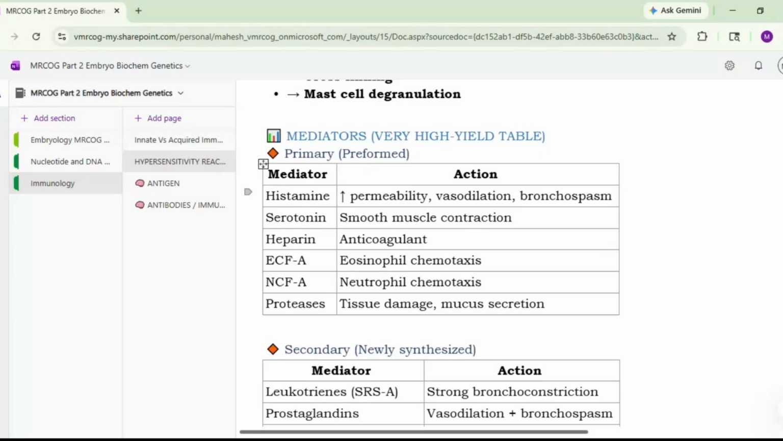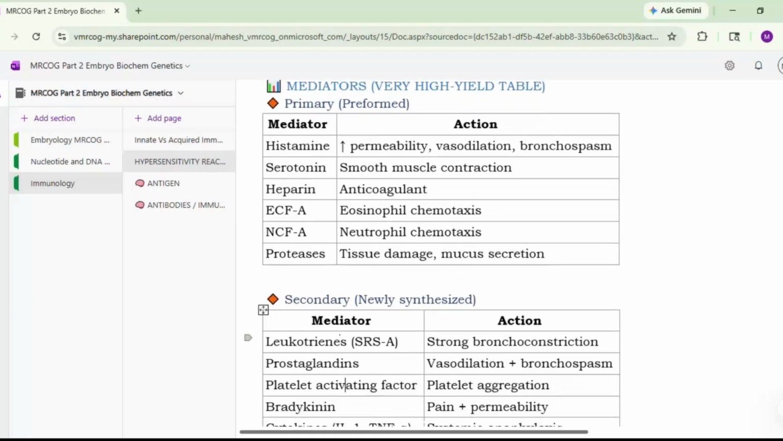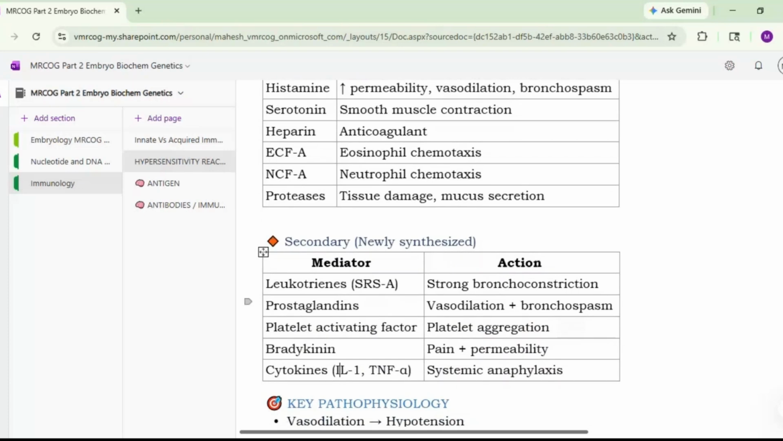These are the primary mediators. Histamine will increase permeability, cause vasodilation and bronchospasm. Serotonin will lead to smooth muscle contraction. Heparin will lead to anticoagulation. Then you have eosinophil chemotaxis, neutrophil chemotaxis, and the proteases will cause further tissue damage and mucus secretion. Then there are secondary products which are released.